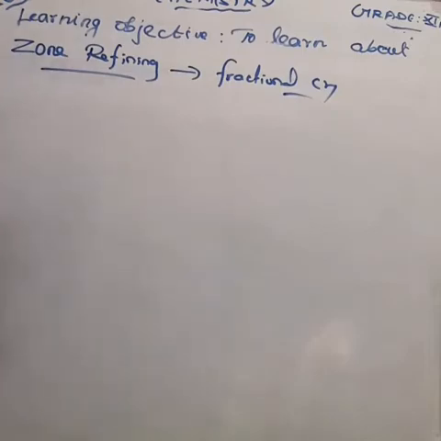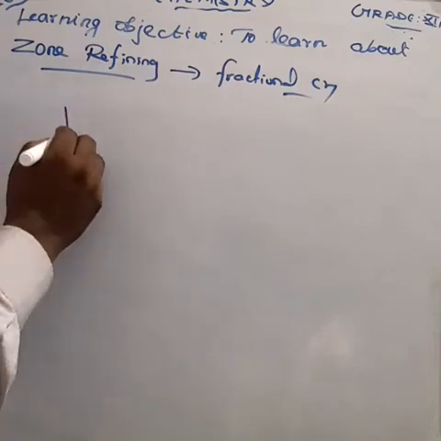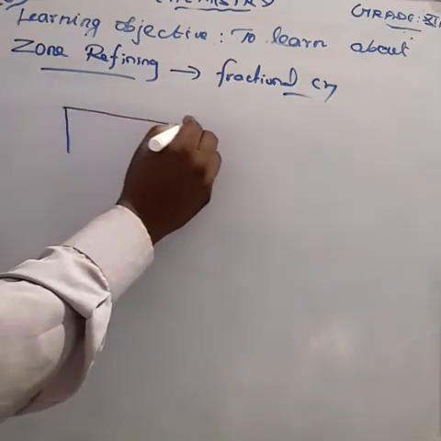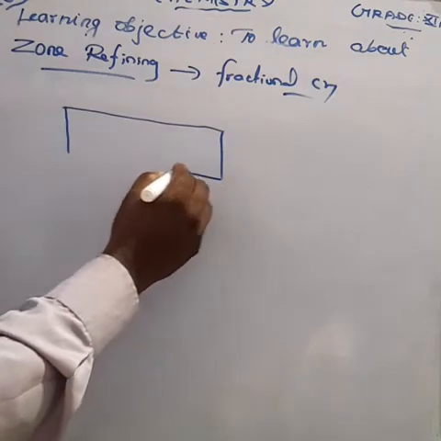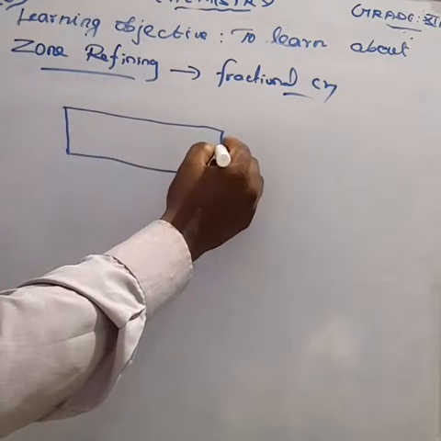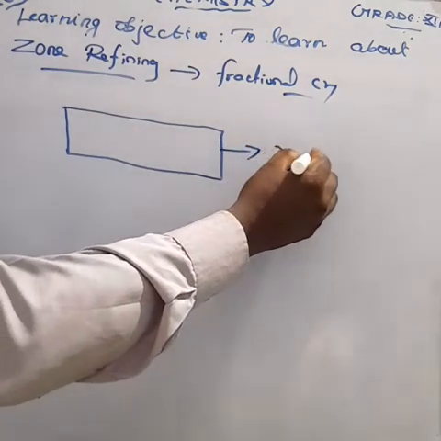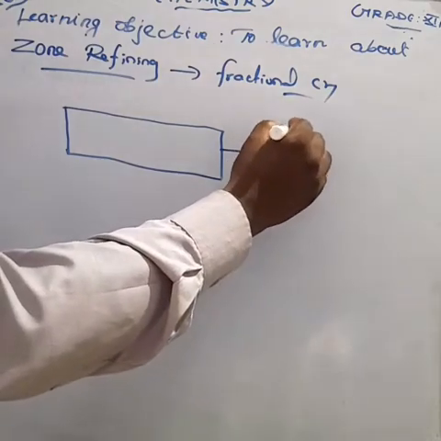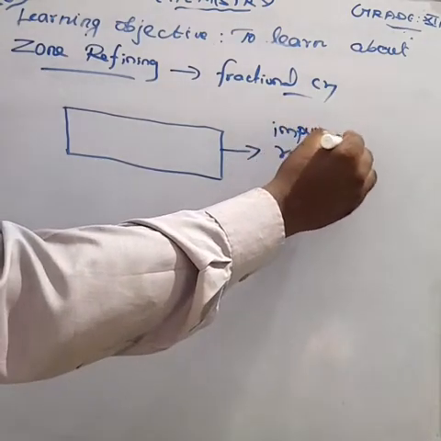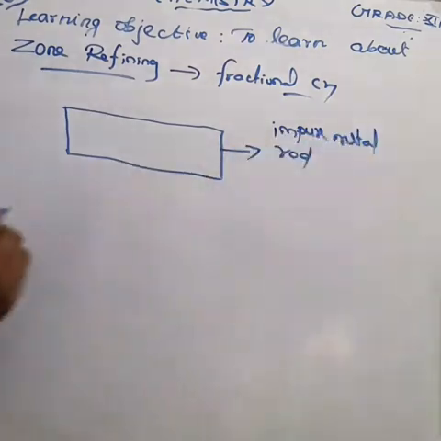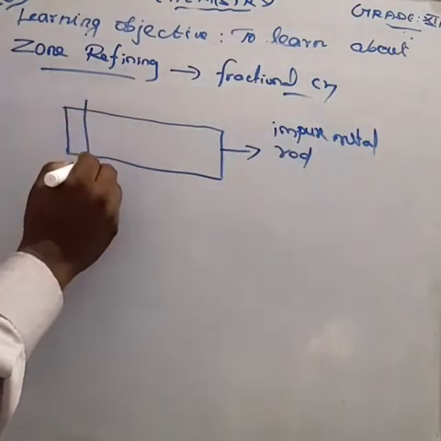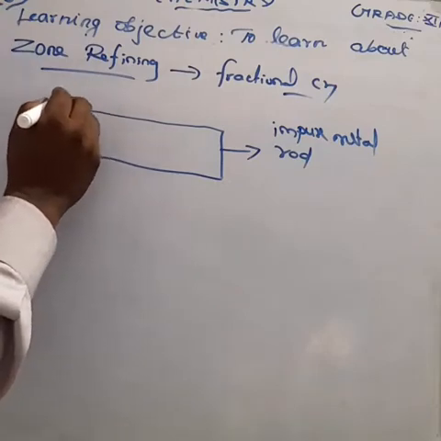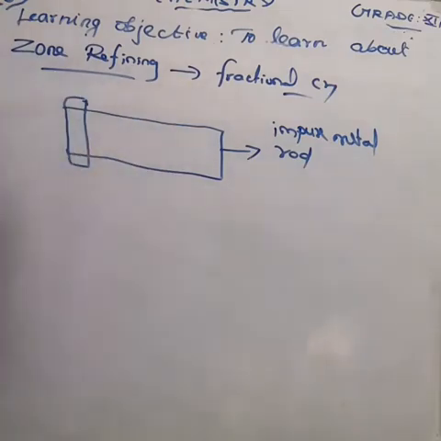First of all, I am taking the impure metal in the form of a rod. I am taking the metal which needs to be purified, in the form of a rod. One end of the rod is heated using a mobile induction heater. What is the meaning of mobile induction heater? Mobile means moving. So, a moving induction heater.